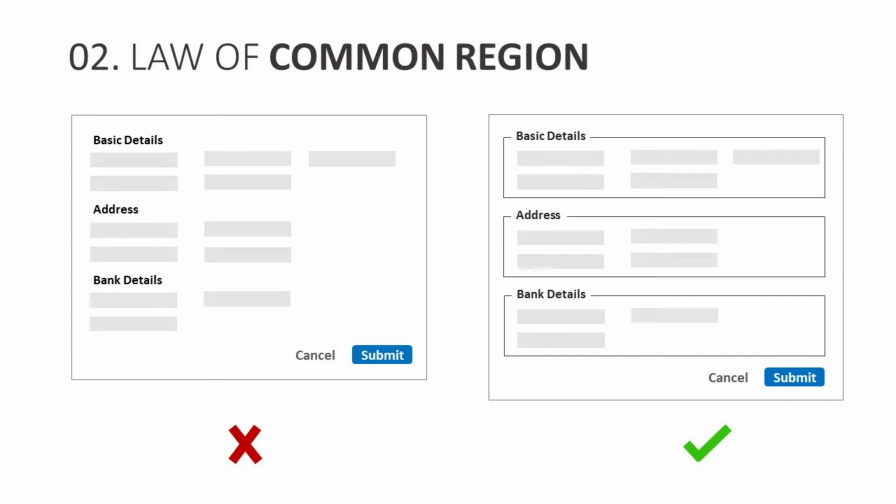In this example, again, we can see the best practices of Gestalt principles. On the left hand side, there's a form with different categories like basic details, address, bank details. But there's no segregation between them, no common boundary, which sometimes makes it difficult for the user to understand which list belongs to which one. On the right hand side, the boundaries are defined very clearly and the user knows, okay, this is a different section for basic details, a different section for address, a different section for bank details.